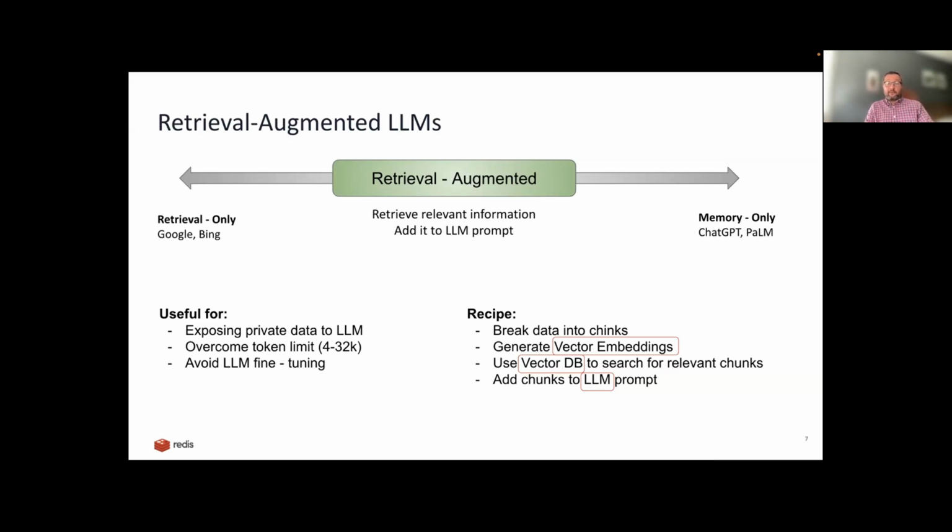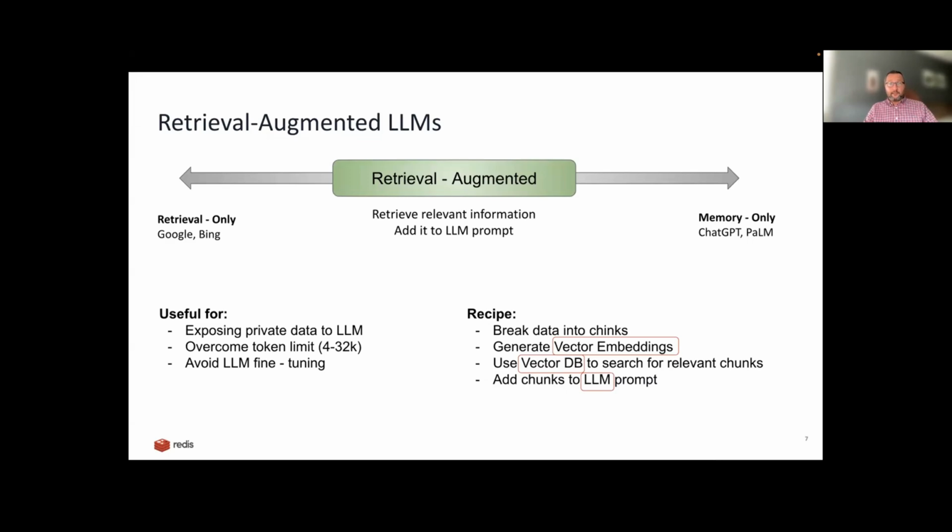So if you need to build a retrieval augmented LLM, what you do is take your data, break it into reasonable chunks, and generate vector embeddings using a variation of that BERT model. Then you use a vector database to search for the data relevant to the question you're trying to answer, and then you feed these relevant chunks into the LLM prompt. So you need vector embeddings, you need a vector database, and you need a large language model to build a retrieval augmented solution.